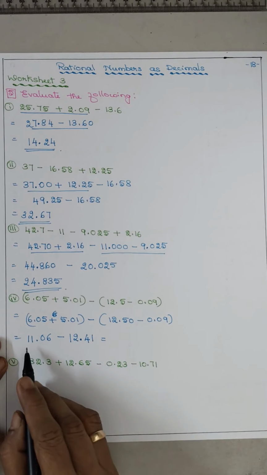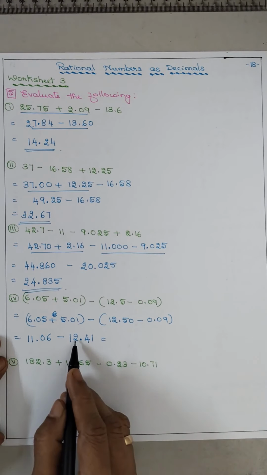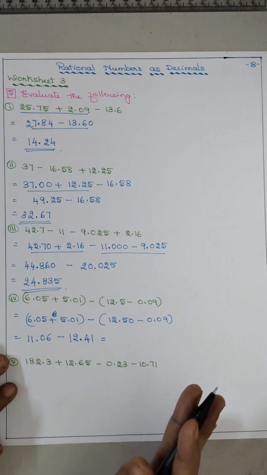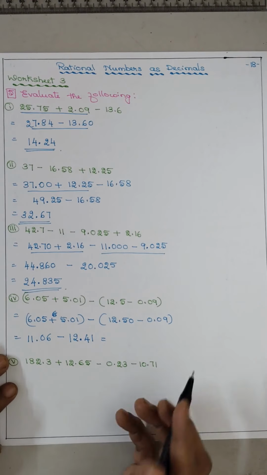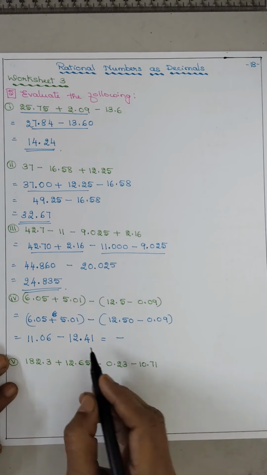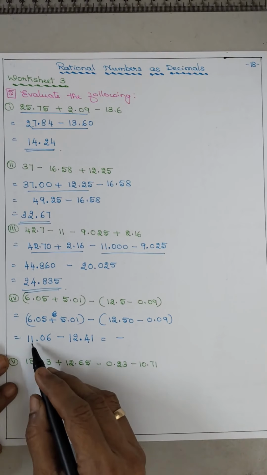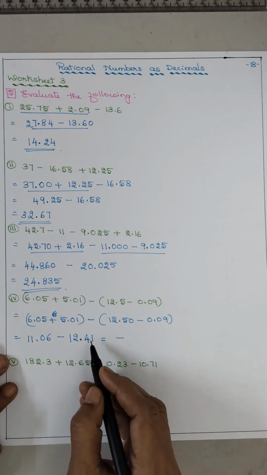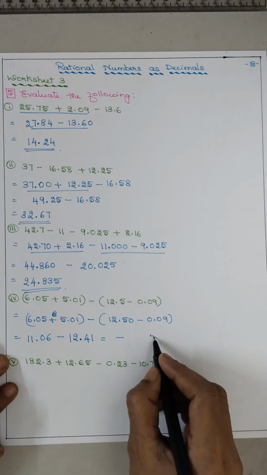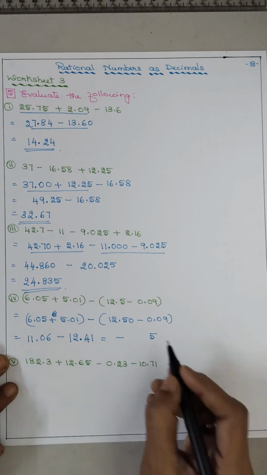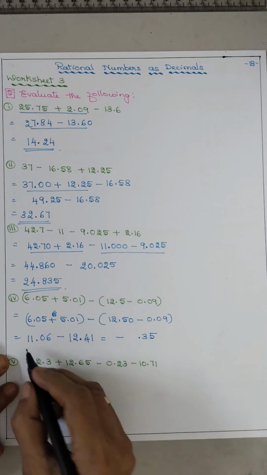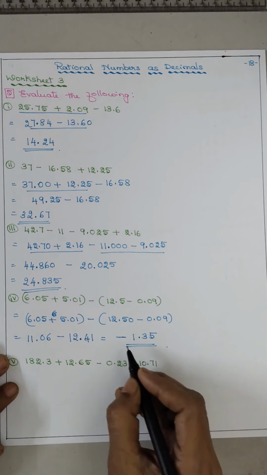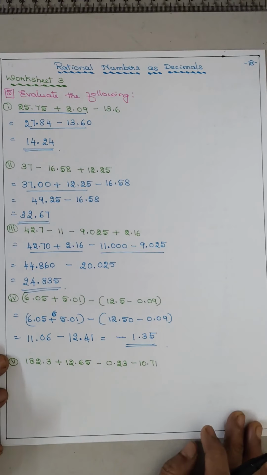But now you see, this is smaller than the negative one. So we have to subtract, remember the integer rule. So minus, now we have to subtract 11.06 from 12.41. So 11 minus 6 is 5. Here 3 remains. 12 minus 11 is 1. So the answer is minus 1.35.